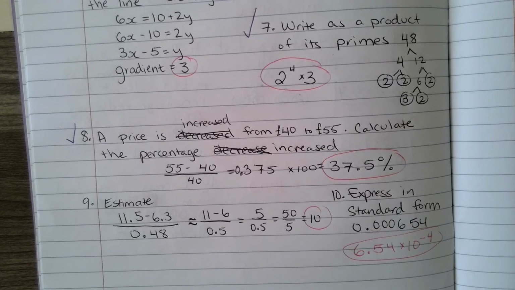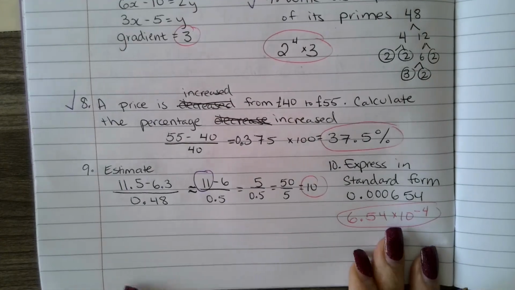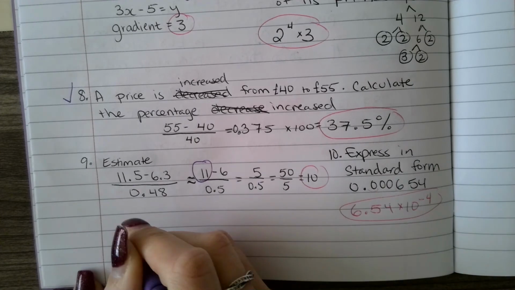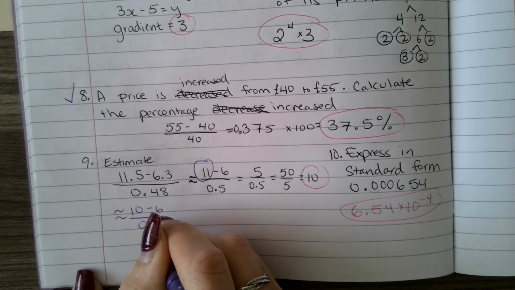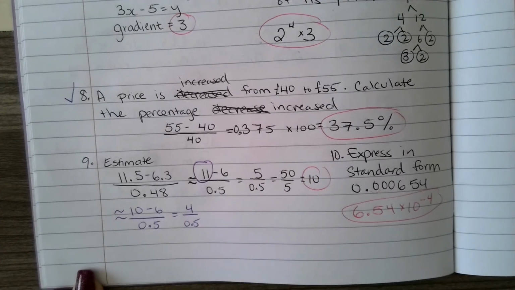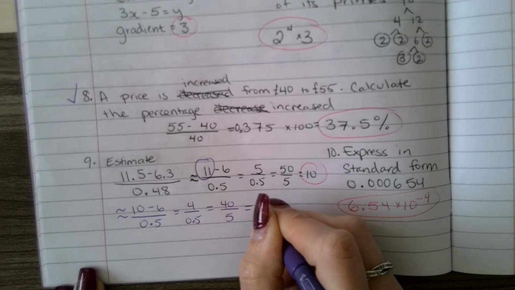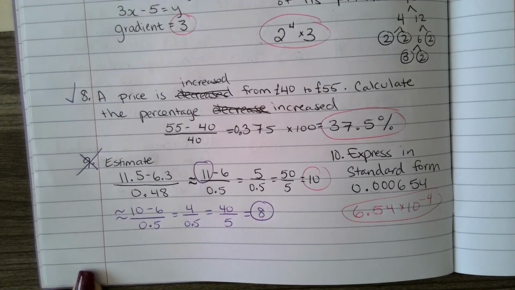Number 9, it wants us to estimate. Now, the first value there, I rounded to the nearest integer. Whenever we estimate, we want to round to one significant figure. So instead of estimating that as 11, I should have said 10 minus 6 over 0.5. In doing so, we then have 4 over 0.5. Using equivalent fractions to eliminate the decimal, I should have 40 over 5, which gives us a value of 8. So 8 is the correct estimation, so number 9 was wrong.